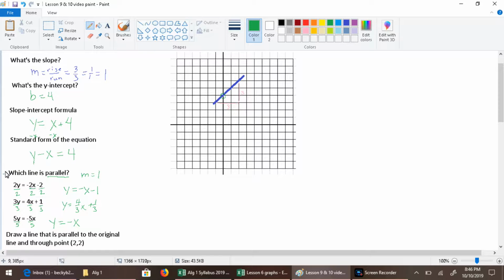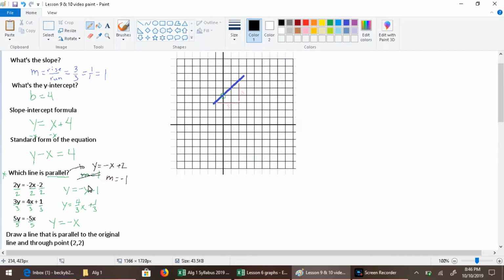This question was, which line is parallel to y = -x + 2? All right, so now, ignore this. We're looking for the slope right here, which is negative 1.